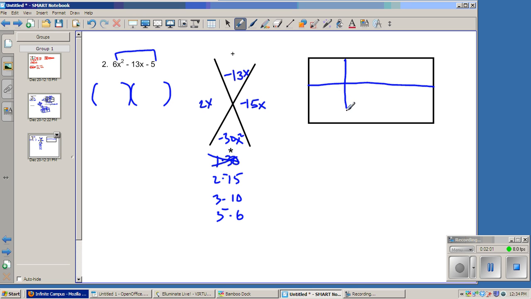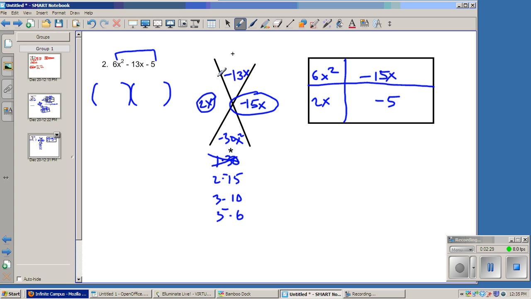Remember, the number that goes in this upper corner is going to be the 6x squared. And the number that goes down here in this corner is going to be my negative 5. And then these other two sections are going to be filled in with the numbers that I just found. So one of them is going to be 2x, and one of them is going to be negative 15x. Okay, now I have exactly 6x squared minus 13x minus 5 represented in here.